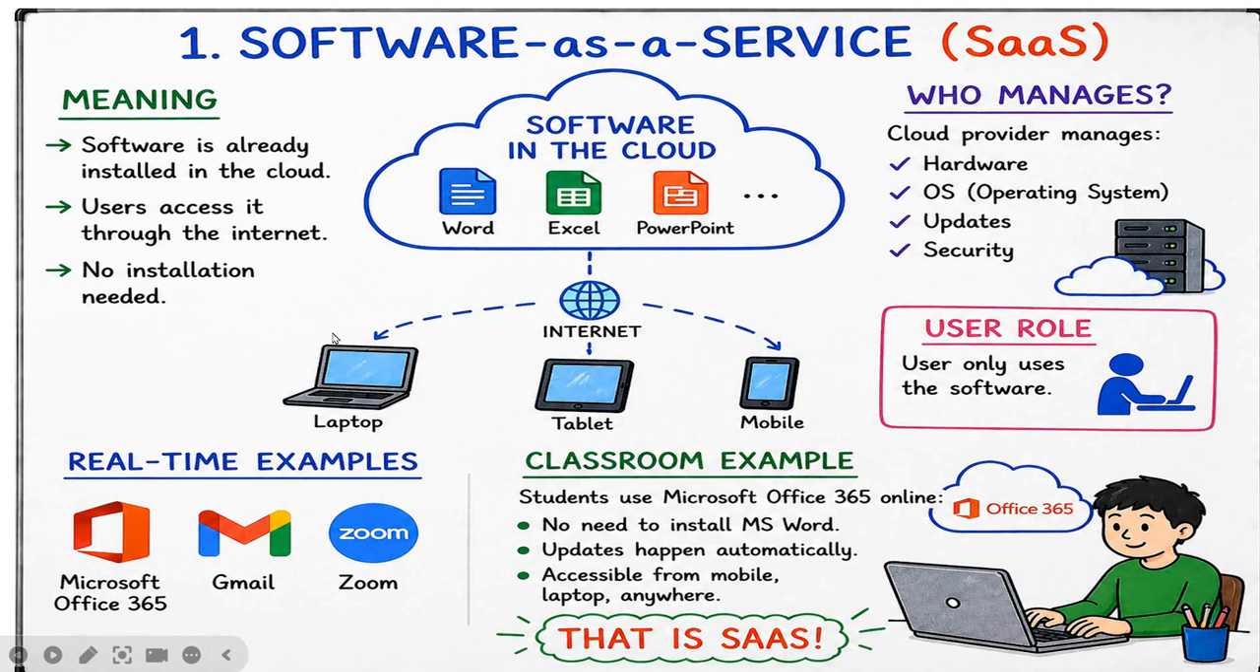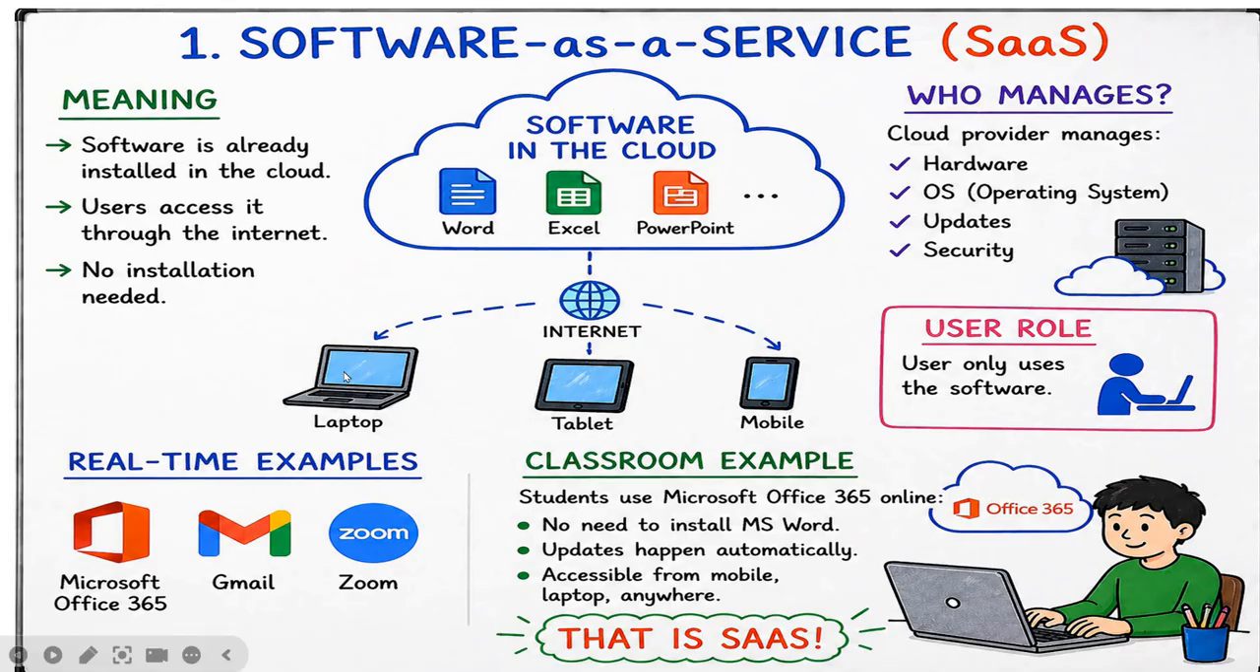Here you can see software in the cloud, which contains applications like Word, Excel and PowerPoint. This indicates that the software is stored and operated on remote servers, which are maintained by a cloud provider. Users can access these applications through the internet using different devices such as laptops, tablets and mobiles. The internet acts as the connection between the users and the cloud-based software.